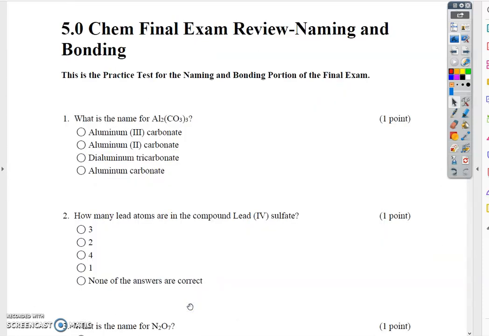We don't even really have to look at charges or any of that kind of stuff. You get the name for aluminum. You don't change it. Since it does not have more than one possible oxidation number, we don't need Roman numerals. And then you get the name for the polyatomic ion, which is carbonate. So we get this. Now, we don't use prefixes for this. They're used for covalent compounds.